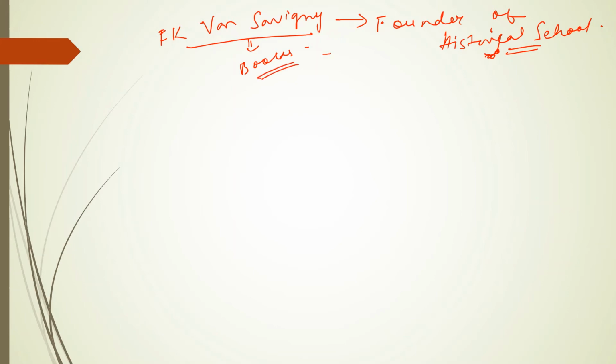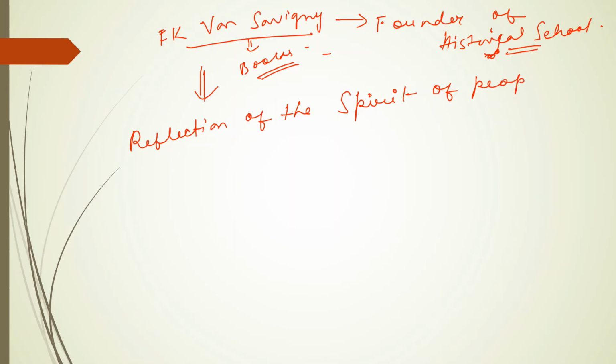He said actually, what is law? He said law is a reflection of the spirit of the people who evolved it. That is law. So he actually focused on the spirit of people. So it's our reflection, our spirit's reflection, that is law.